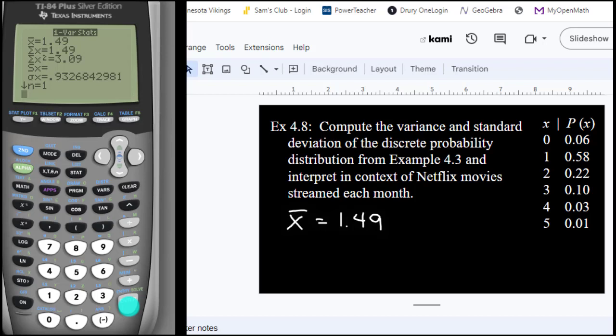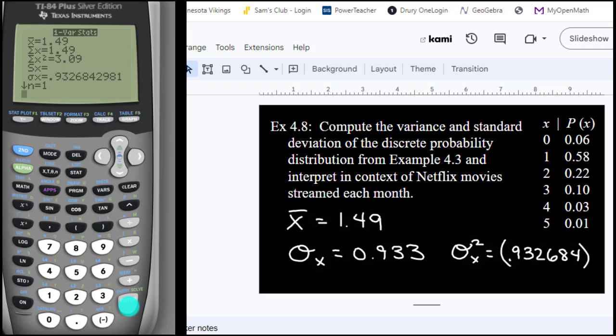So we're going to write down the standard deviation, which is sigma sub x, and that is going to be 0.933. Does it say how to round it? Okay, 0.933 is how I'm going to round that off. Now, when we want to find the variance, which is sigma squared of x, we do want to keep some extra values. If we want 3 decimal places in our final answer, we need to keep the 0.932684. We need to keep twice as many of those values so that we can round our final answer off to the 3 decimal places.